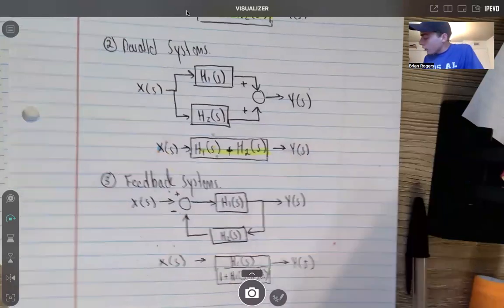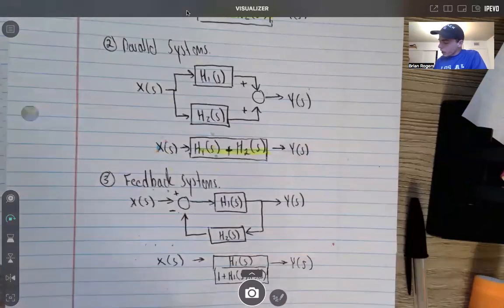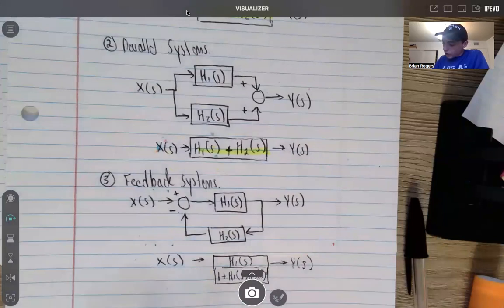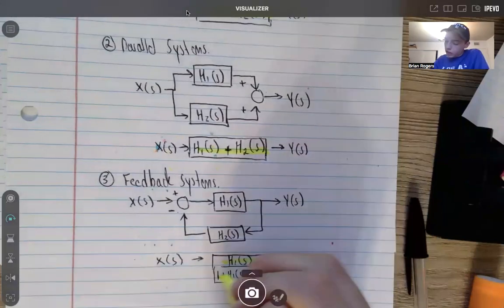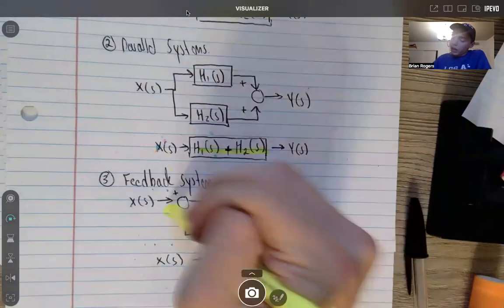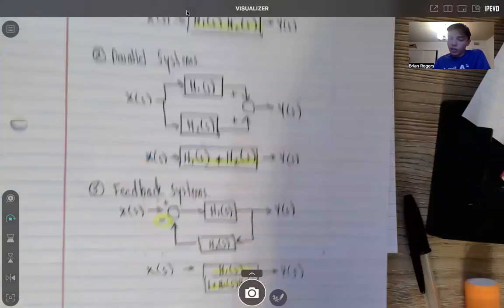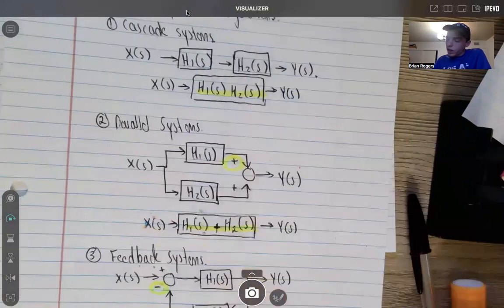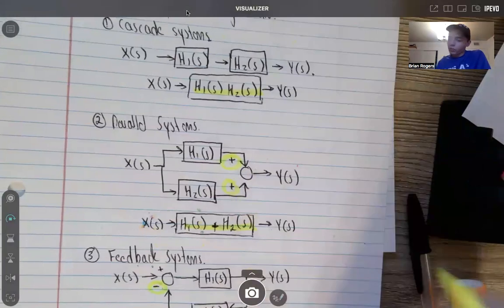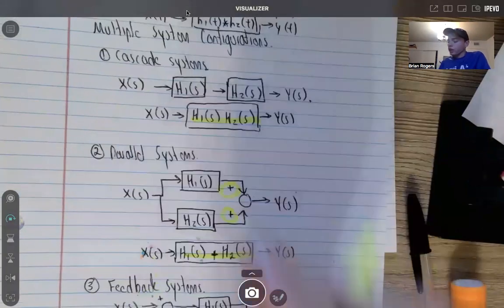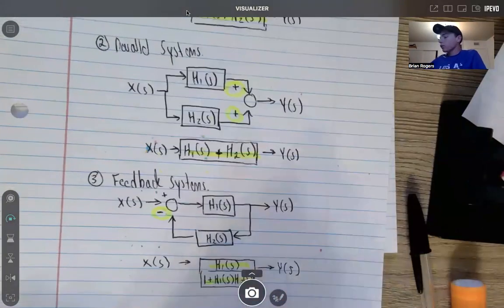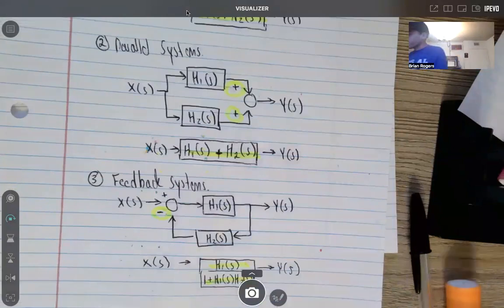And basically, because it's a feedback system, how you'll identify it is because of this negative sign right here. How you identify it's a parallel is because of the positive sign where you're adding the two, and then cascade, they're in series with one another. So those are the three to be aware of and what their equations are. So have those down on your formula sheet.